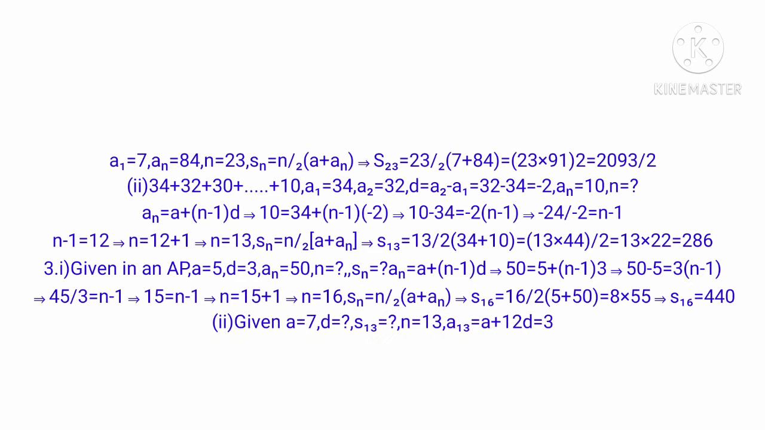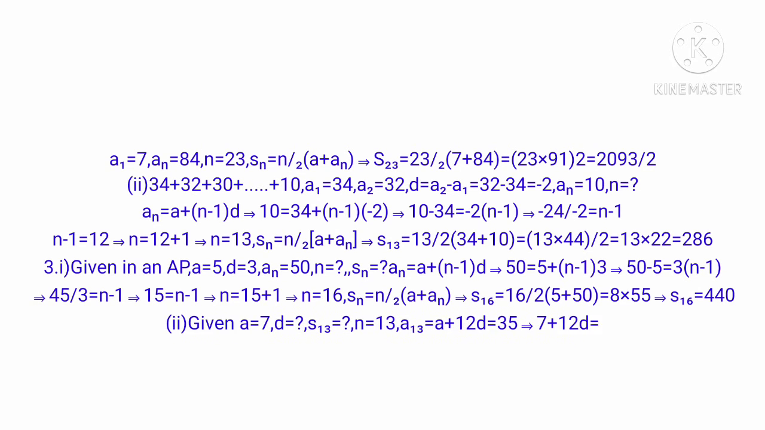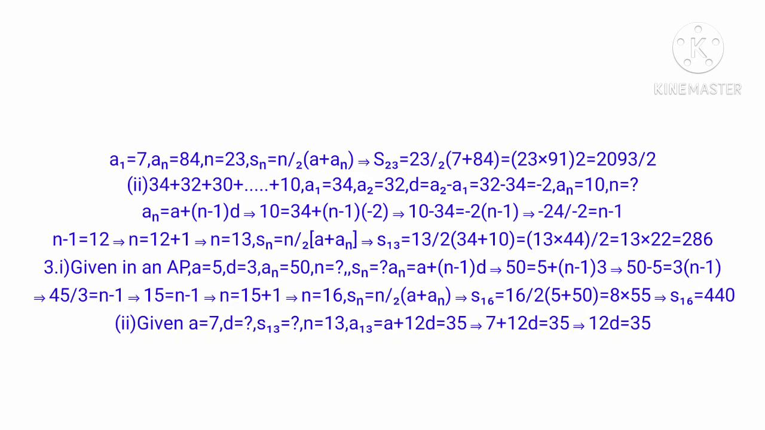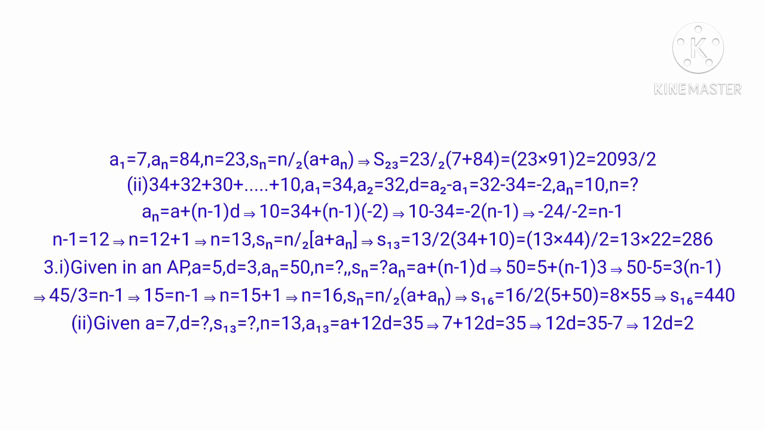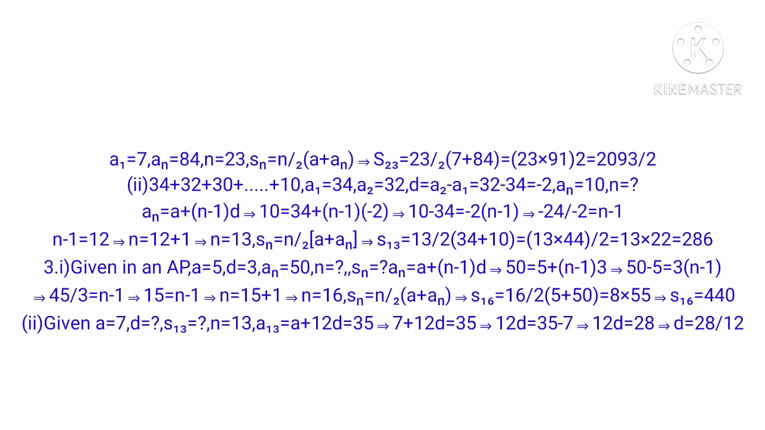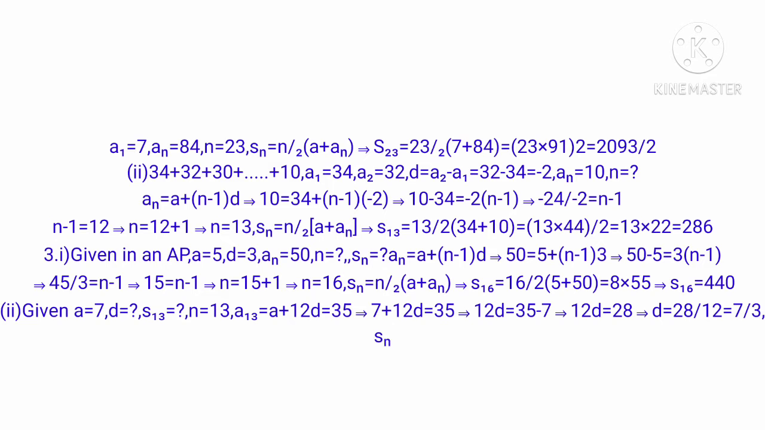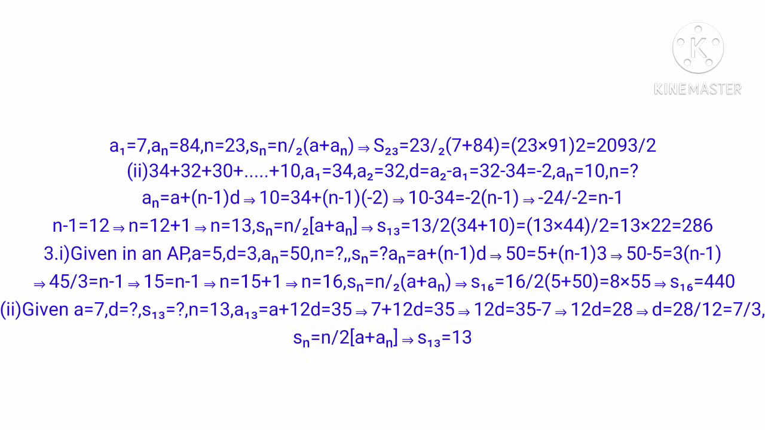Next question, given a is equal to 7, d is equal to how much, S13 is equal to how much. n is equal to 13, a13 is equal to a plus 12d, is equal to 35 given, 7 plus 12d is equal to 35, 12d is equal to 35 minus 7, 12d is equal to 28, and d is equal to 28 by 12, that is equal to 7 by 3.